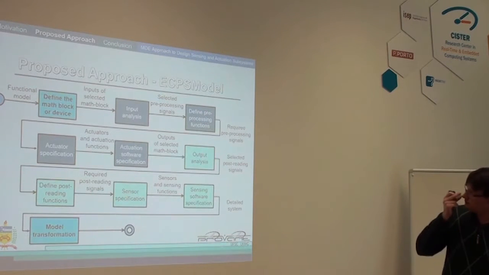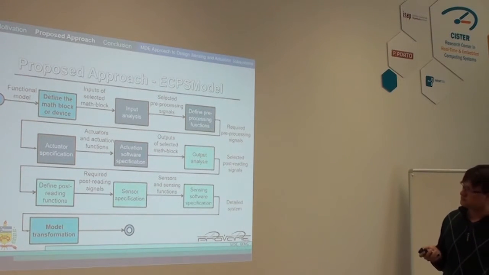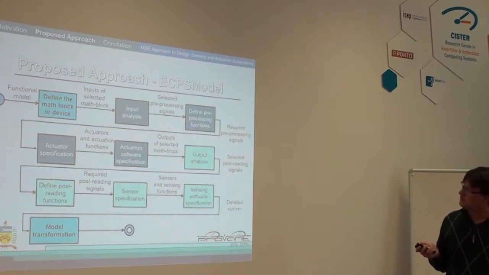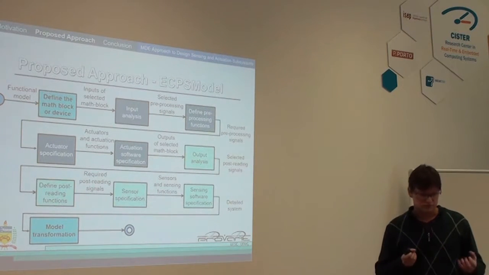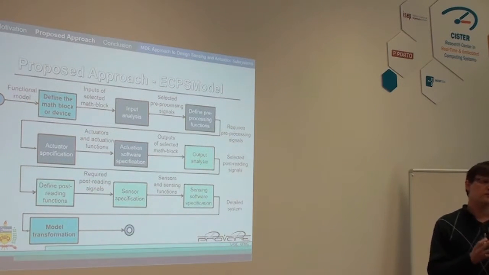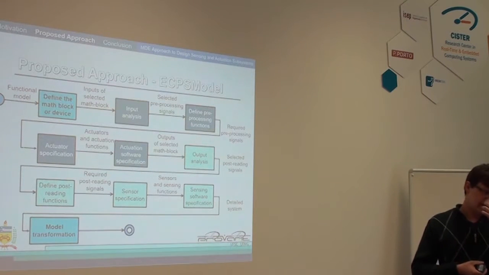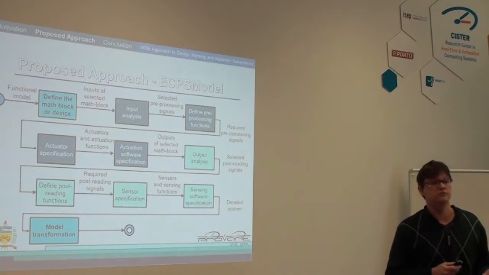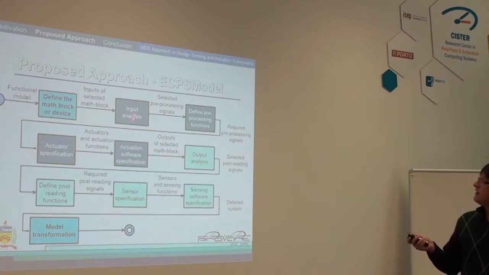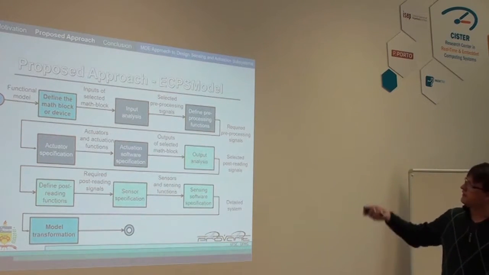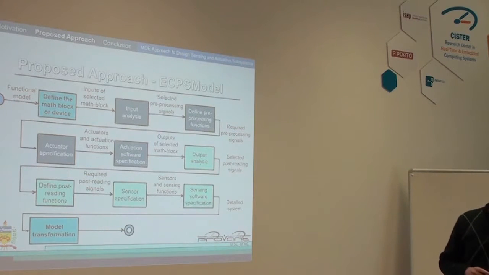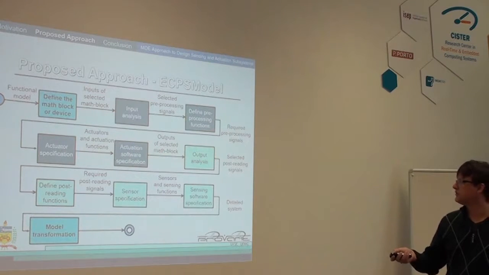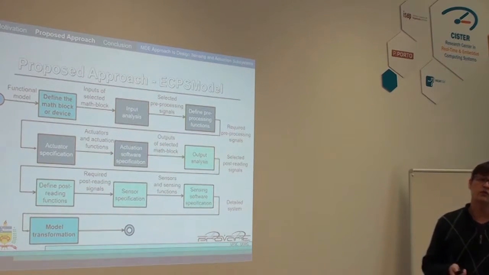So here is a flowchart of my approach. Basically, we start by selecting the block of the Simulink model that represents the system model, and then analyzing its properties. I will explain a little more with pictures of my tool, and finally we perform the model transformation, generating the architectural model.